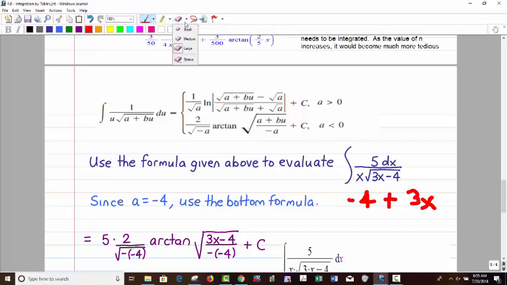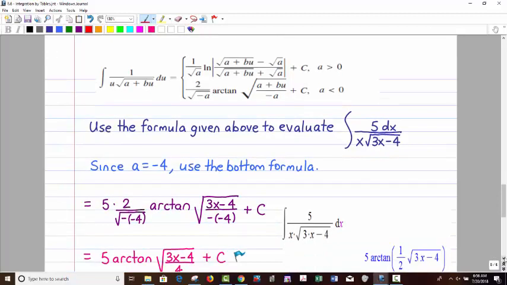So the A is going to dictate which formula we're going to use, and it's the bottom one. You see the bottom one corresponds to A being less than 0. So our answer is going to be 2 over the square root of negative A. But since A is negative, that will turn it back into positive. And then arctan of this result right here. So let's see what we have. Here's what I'm saying, use the bottom formula. So we have a 5, it's already there.